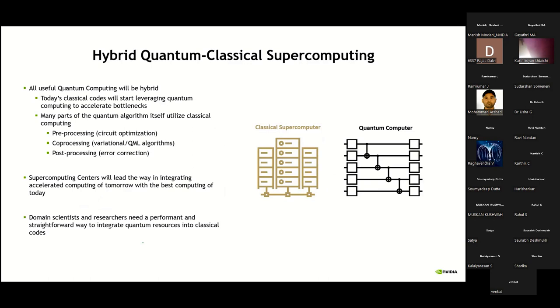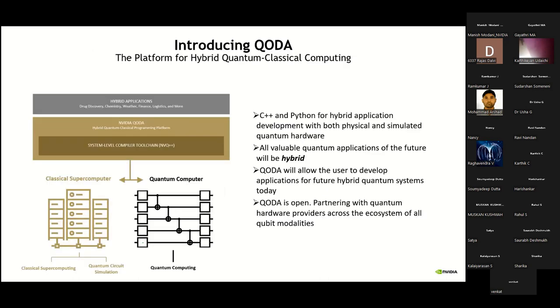What we are expecting, as I discussed before, is that pre-processing will remain on classical. Co-processing of main algorithms, variational or QML, will go on quantum. Post-processing, like error correction, will remain on classical. So there has to be back and forth between classical and quantum computer. And that's where CUDA-Q is enabling that hybrid quantum-classical computing. It is supporting both C++ and Python languages. All valuable quantum applications will be hybrid, and they will use CUDA-Q.